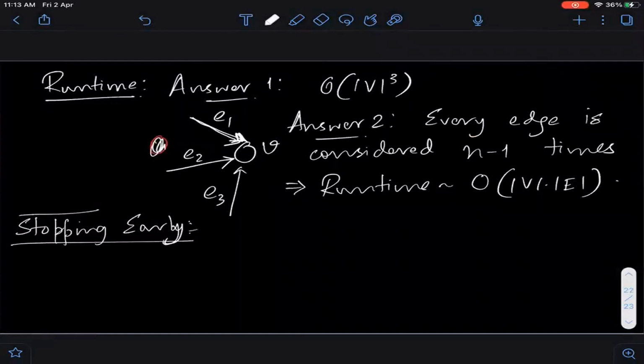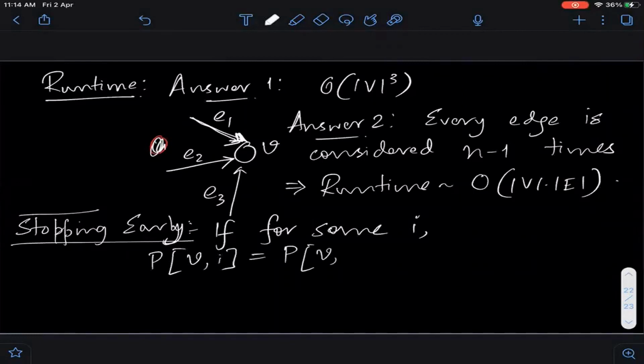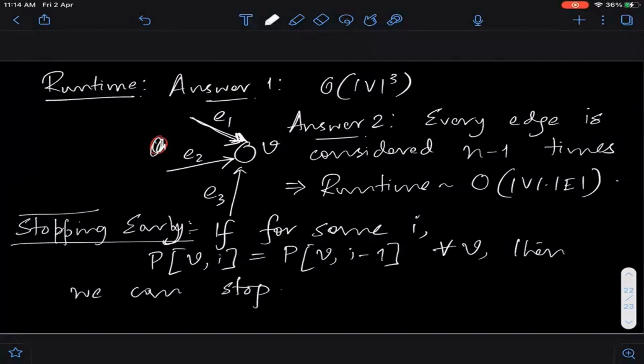So let me write it clearly. If for some I, p v comma I is equal to p v comma I minus 1 for all v, then we can stop. Okay? So that's sometimes a practical optimization that you can do. Okay, and you don't need like m times n runtime in that case. Okay, clear?